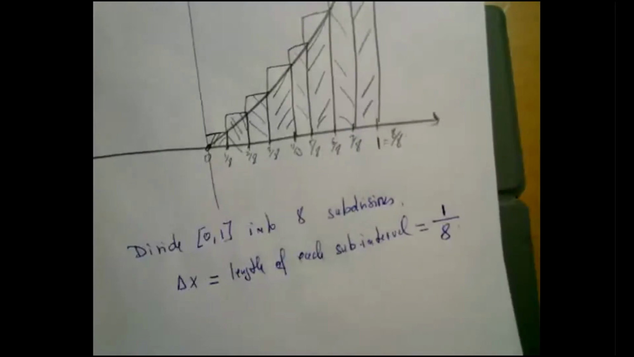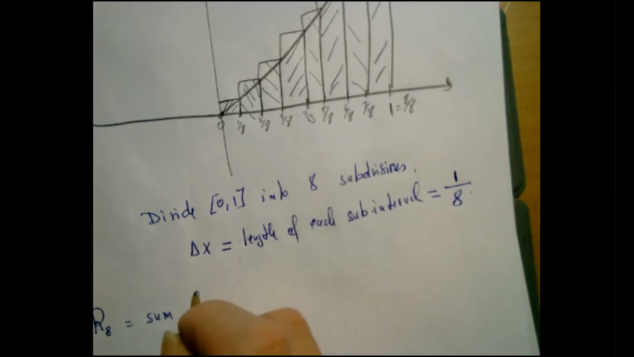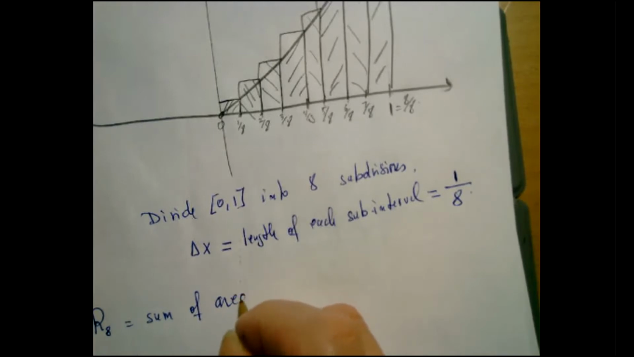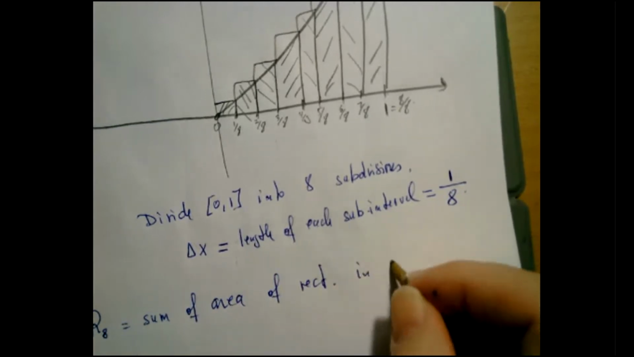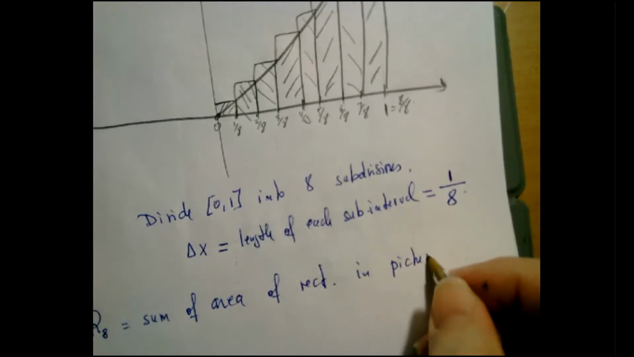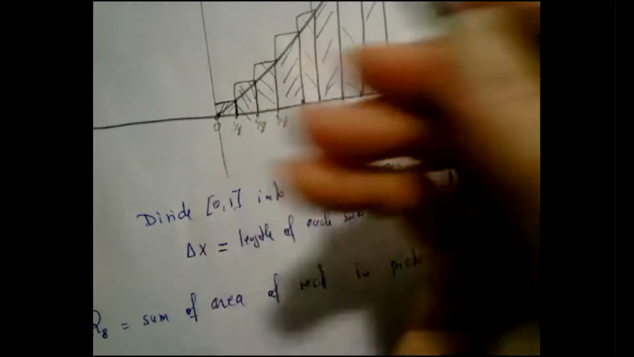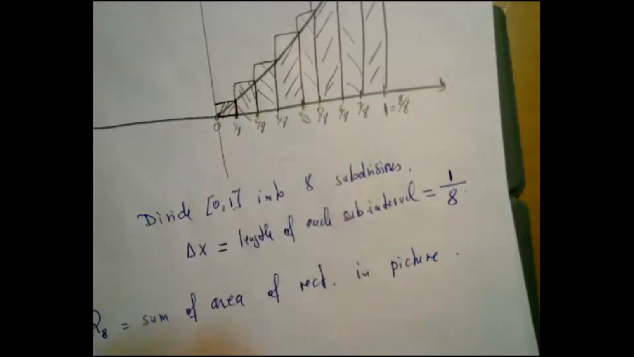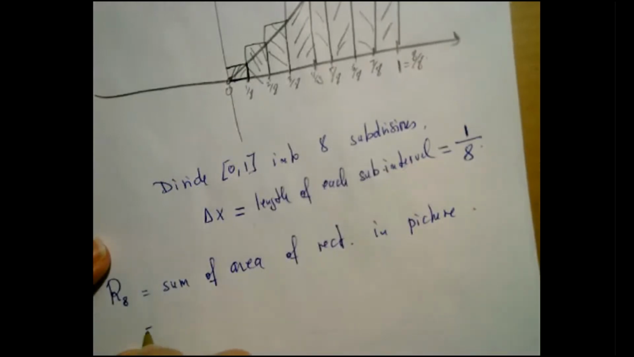So now we're going to call the area R8. R stands for right, 8, is the sum of the area of the rectangles in the picture. Sum of area of rectangles in the picture, as simple as that. So each one of them has for height the value of the function at the right end point, for width delta x. So let us see, this is equal to what? What's the sum of those areas?